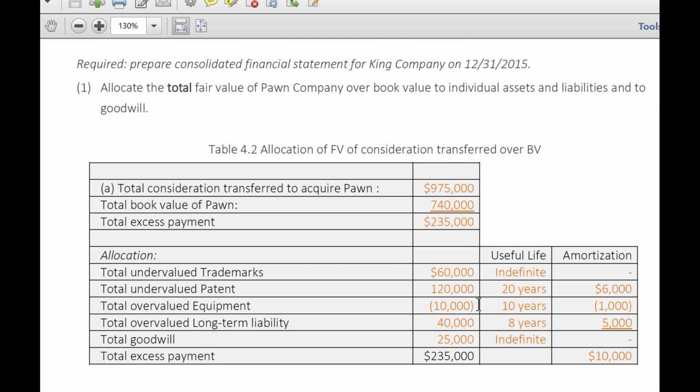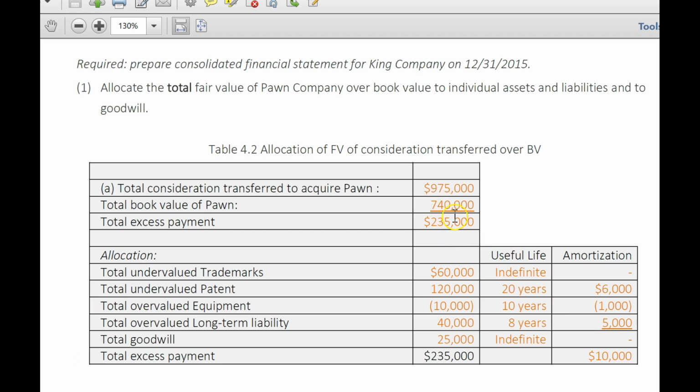The fair value excess can be allocated to all the different assets and liabilities which have a fair value excess, including trademarks, patent, equipment, and liability. For all those assets and liabilities with a limited useful life, we need to amortize the fair value excess as the parent. When I say we, I mean the parent, because we stand in the viewpoint of the parent. We are the parent's accountant.